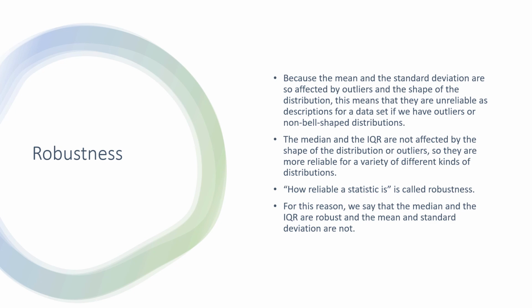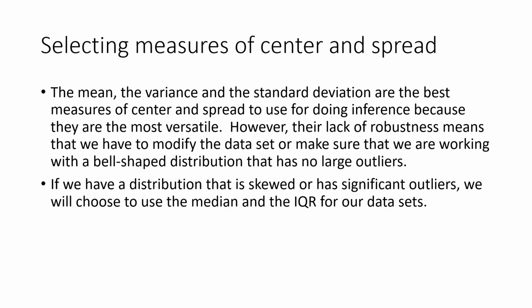How reliable a statistic is is called its robustness. For this reason, we say that the median and the IQR are robust, and the mean and the standard deviation are not. So if I'm going to select my measures of center and spread, here are two pretty good ways of thinking about this. The mean, the variance, and the standard deviation are the best measures of center and spread to use for doing inference because they're the most versatile. We have the most math for them, actually. However, their lack of robustness means that we have to modify the data set or make sure that we are working with a bell-shaped distribution that has no outliers. If we have a distribution that is skewed or has significant outliers, we will choose to use the median and the IQR for our data sets.